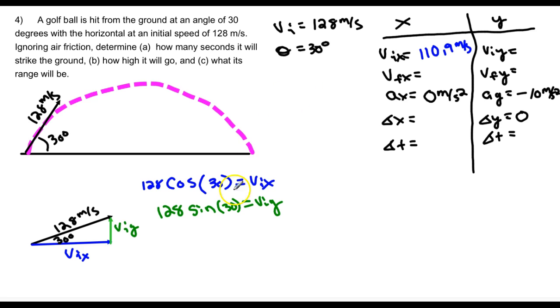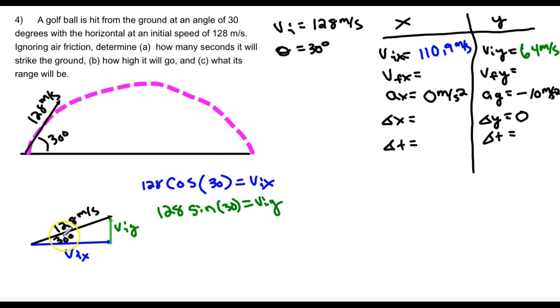And I get 64 there. If you knew your special rights, you know it's half that hypotenuse there. So this is going to be 64 meters per second. Now let's talk about this. I almost wrote 110 in the wrong spot. And it's not so much about drawing it accurate, but looking at your angle right here.